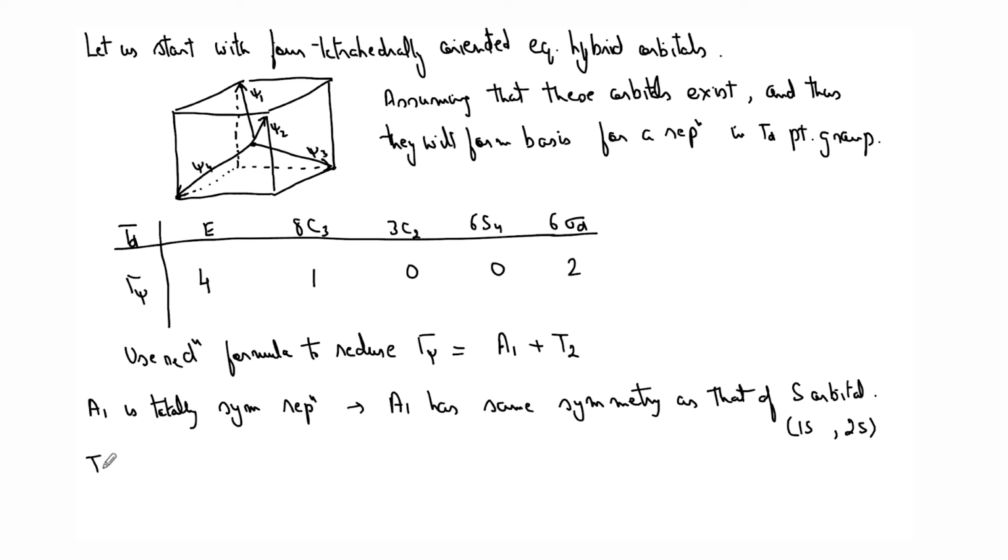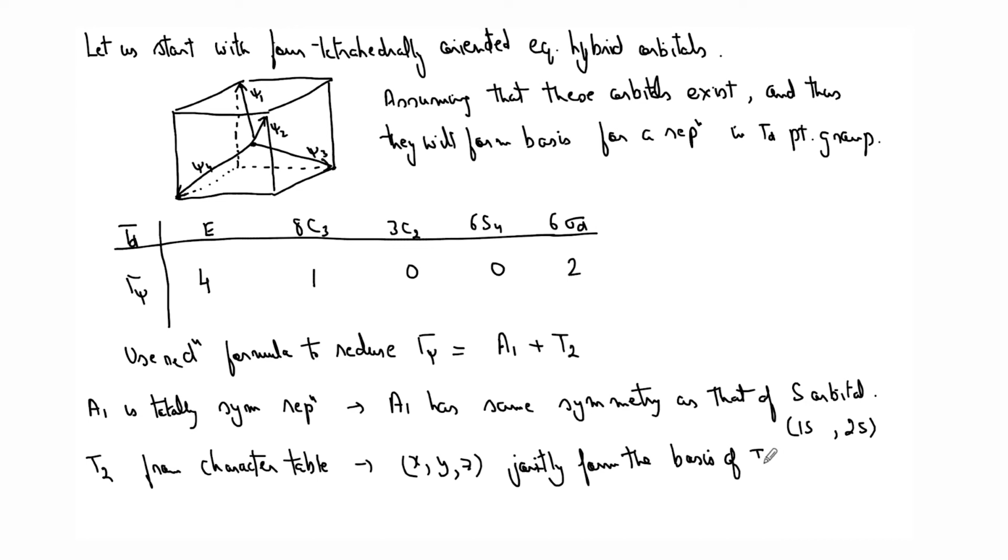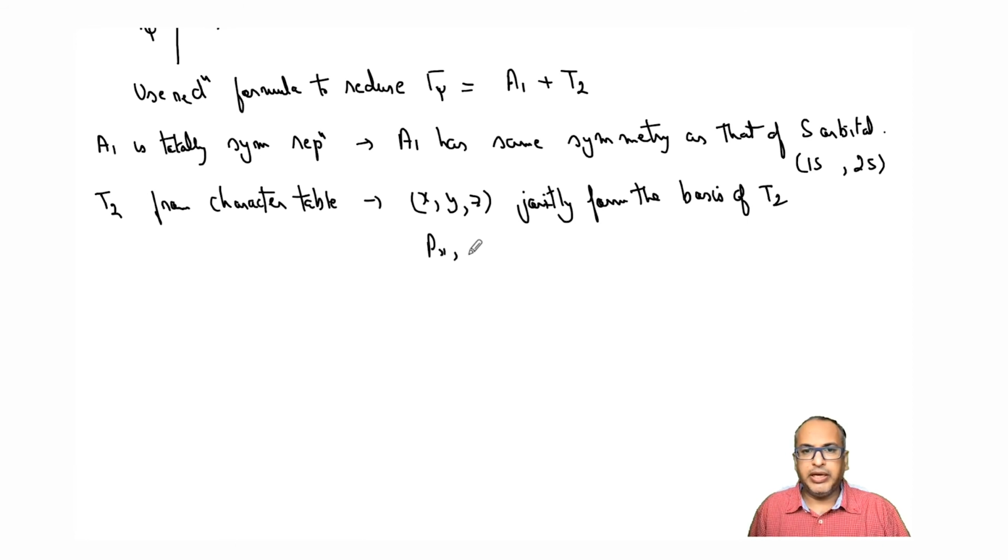Now what about T2? If we look at the character table, we see that x, y, and z jointly form the basis of T2. That means that I can say px, py, pz orbitals will have T2 symmetry.